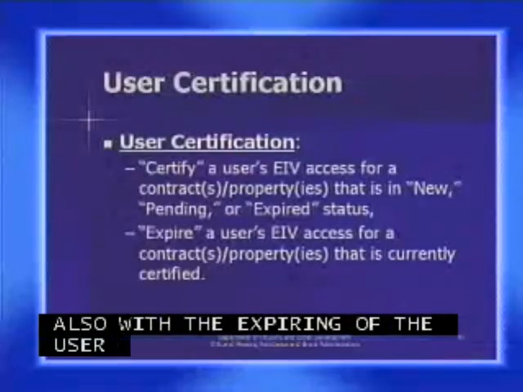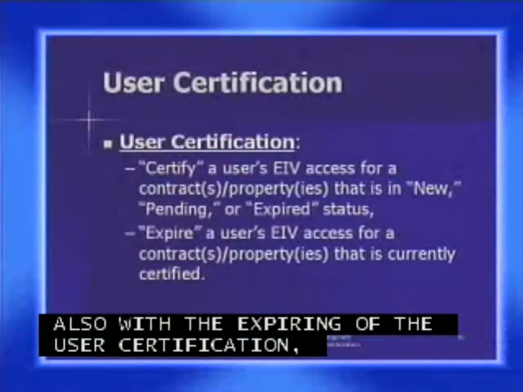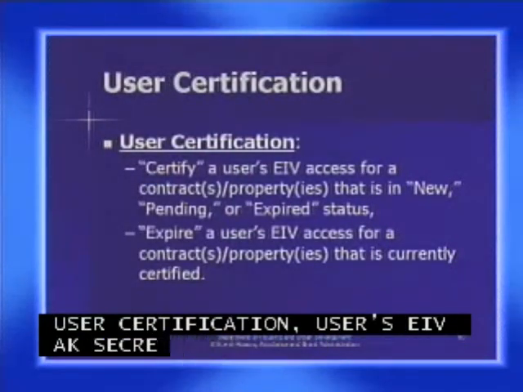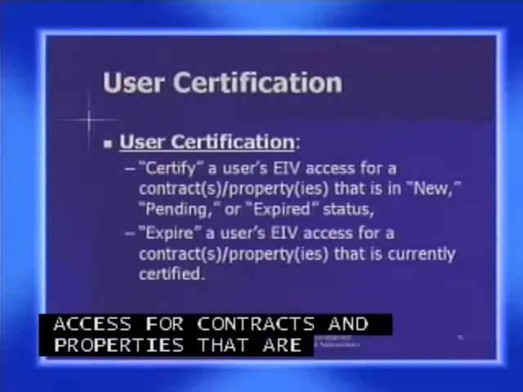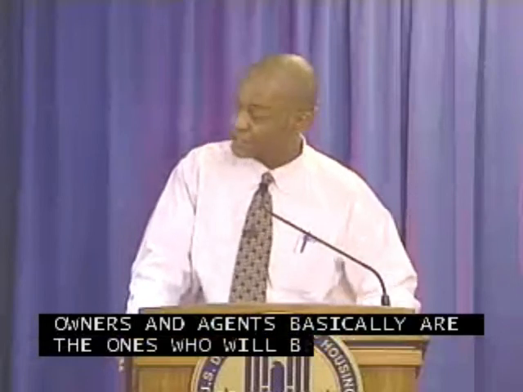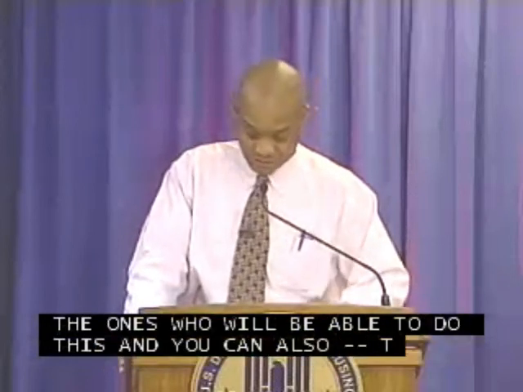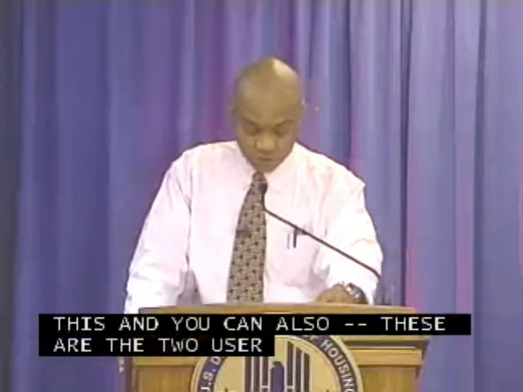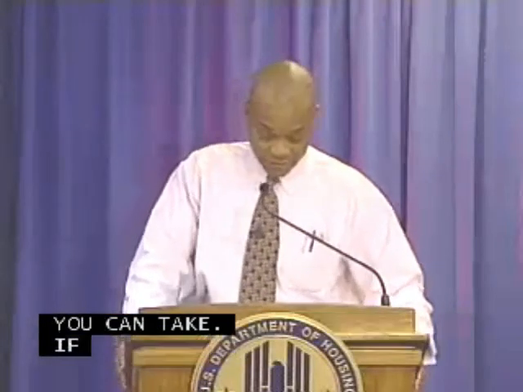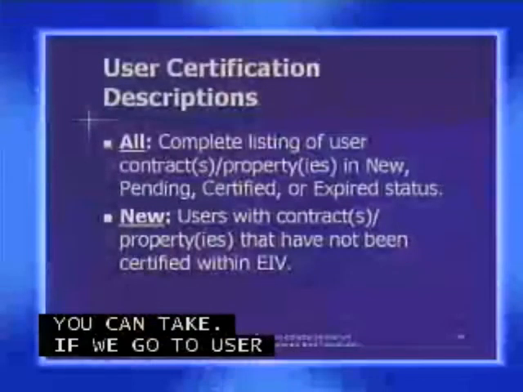Also, there is the expiring of user certification: users' EIV access for contracts and properties that are currently certified. Owners and agents basically are the ones who would be able to do this. And these are the two user certification actions that you can take.